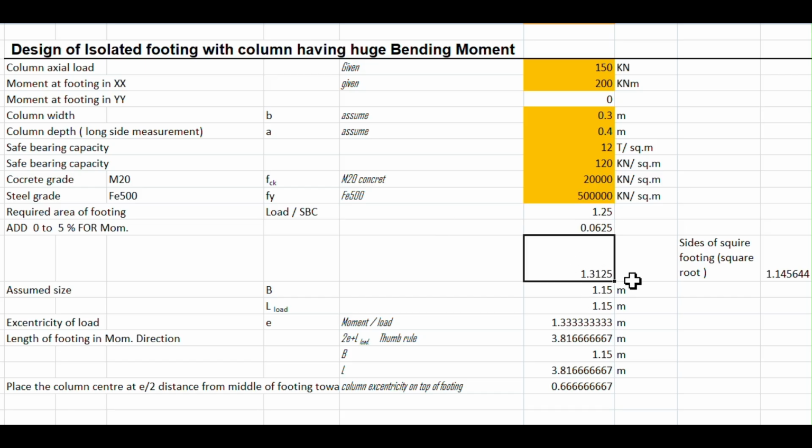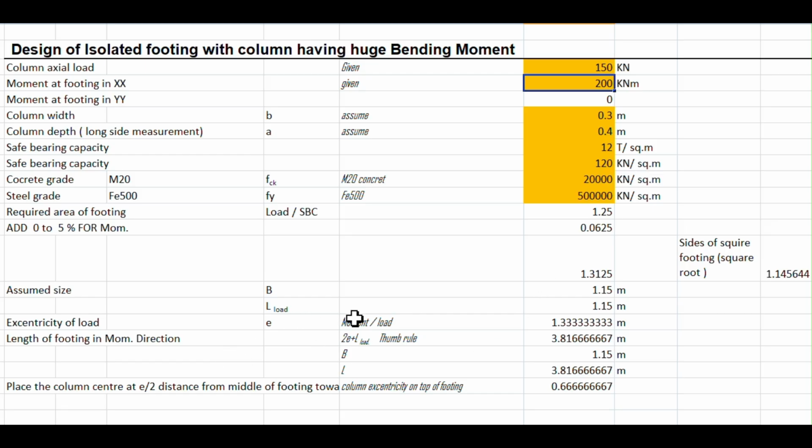How to find the breadth and depth? Take a root on this. The square root is 1.31, square root is 1.145 meter. You take the breadth as 1.15. So length as per the loading condition must also be 1.15. But there is another parameter acting on the column, which is the moment, which is 200 kilonewton meter.